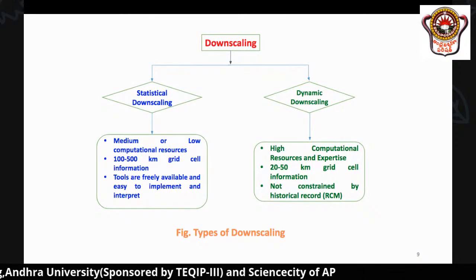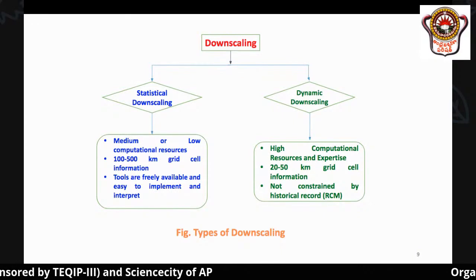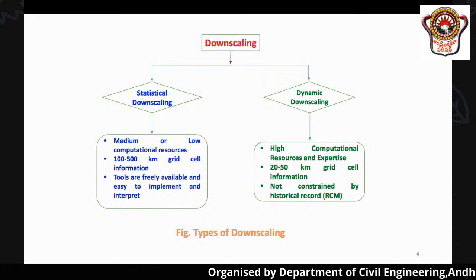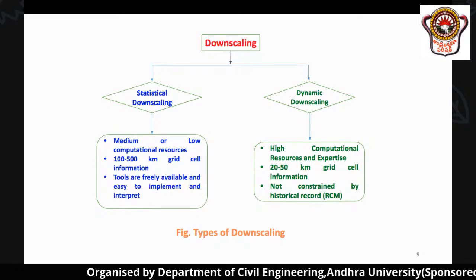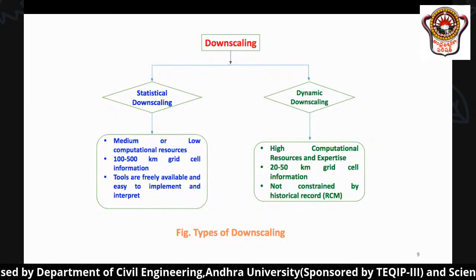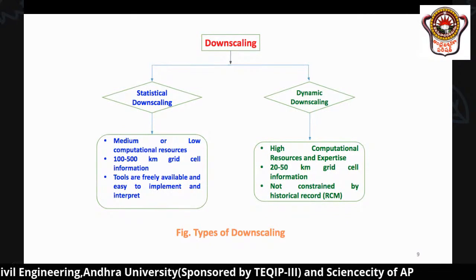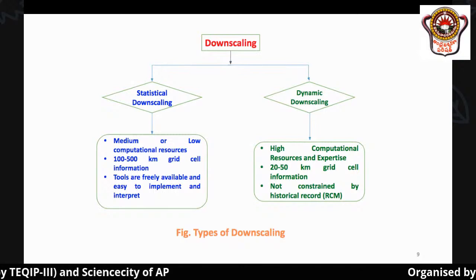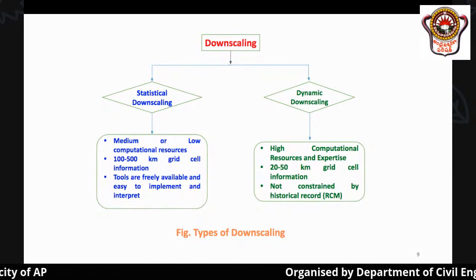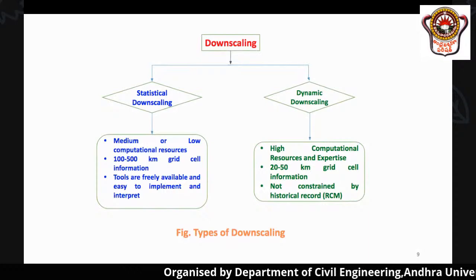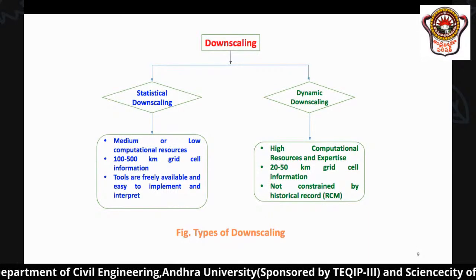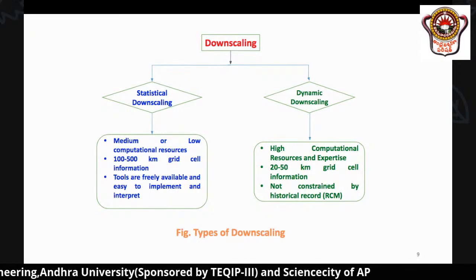Coming to dynamic downscaling, normally we need to run models like WRF, the Weather Research and Forecasting model, or the PRECIS model. There you give the global climate data and tell the model itself what scale you want to reduce your data to. It will simulate the data as per your requirement, like 20 kilometers by 20 kilometers, and give you the information.